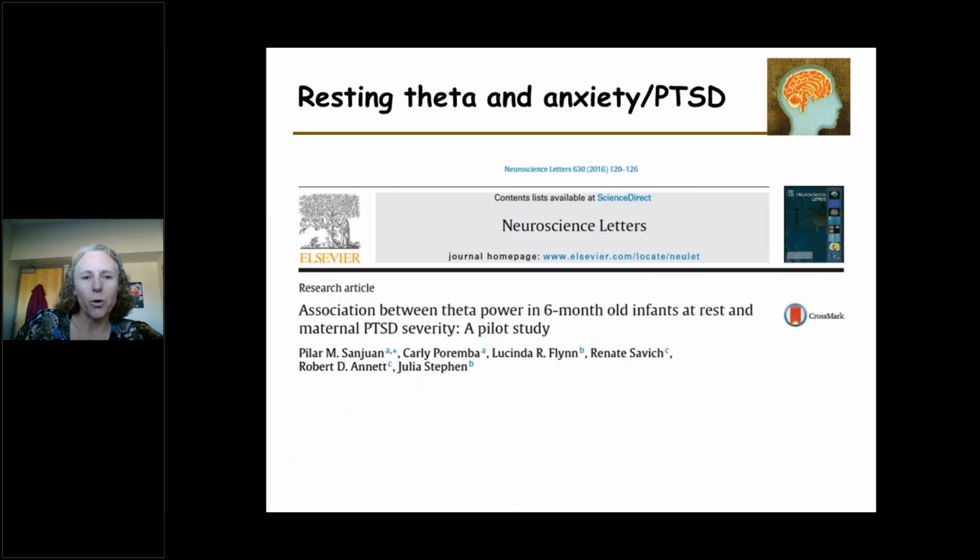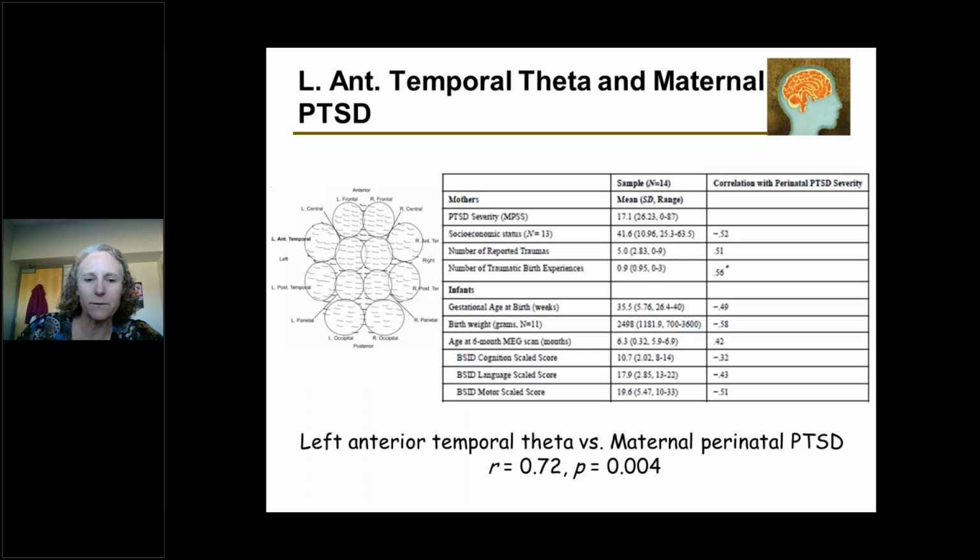So we also know, and this is just a short pilot study that we did in 6-month-old kids, we were looking at maternal PTSD. Is there an effect of maternal PTSD on infant brain function? And we did find a correlation with maternal PTSD. So again, this is looking at a different variable that also seems to impact neurodevelopment.